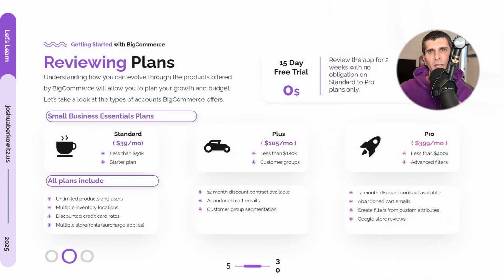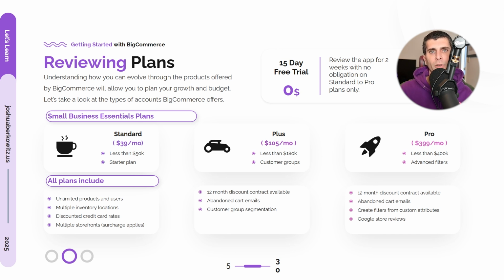So let's take a look at the plans that you can sign up for. BigCommerce is an enterprise software. However, they offer a small business essentials plan to help you get started and evaluate the platform. For small businesses that are generating less than $400,000, you can take advantage of any of these three plans. They start at $39 a month and go to $400.